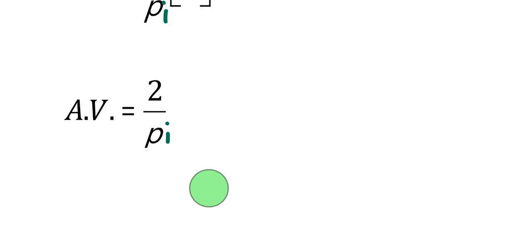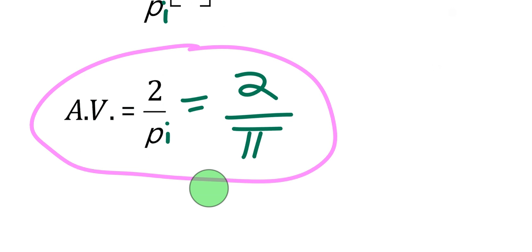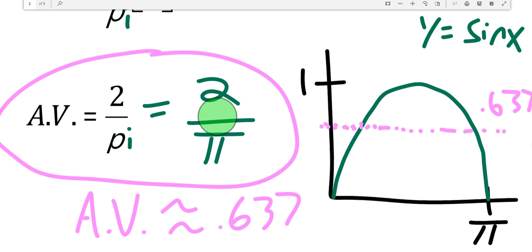And again, I apologize for it not converting correctly. Final answer looks like 2 over pi, which is going to give us our average value of sine of x from 0 to pi. And I want to show you what that looks like so that the answer makes sense to you. Alright, so here's what this looks like visually. If I do 2 over pi, I get approximately 0.637 in my calculator. So the average value of sine of x from 0 to pi is equal to approximately 0.637.